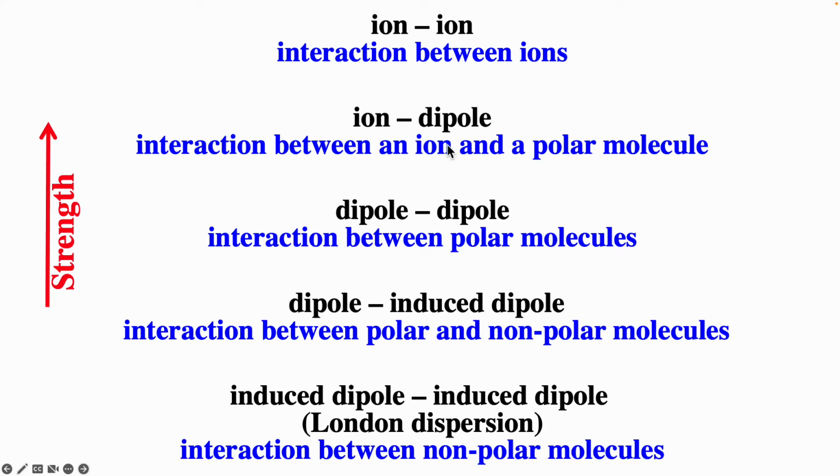Whenever you see dipole, think polar molecule. And so the ion-dipole interaction occurs when you have an ion and a polar molecule. So you can imagine if you have an ion dissolved in water, you're going to have the ion-dipole interaction. Dipole-dipole interaction is the interaction between two polar molecules. Again, when you see dipole, think polar molecule.